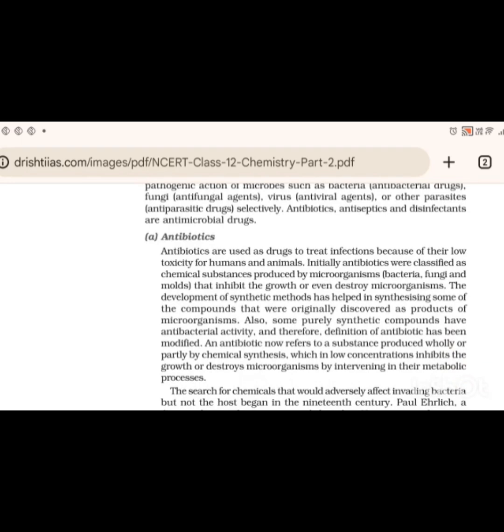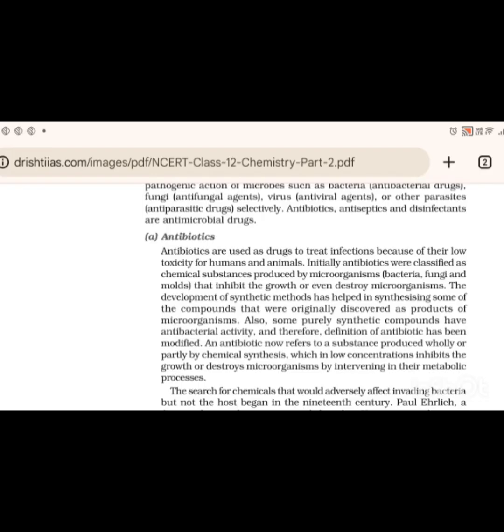Antibiotics are used as drugs to treat infections because of their low toxicity for humans and animals. Initially, antibiotics were classified as chemical substances produced by microorganisms (bacteria, fungi and molds) that inhibit the growth of or even destroy microorganisms. The development of synthetic methods has helped in synthesizing some of the compounds that were originally discovered as products of the microorganisms.